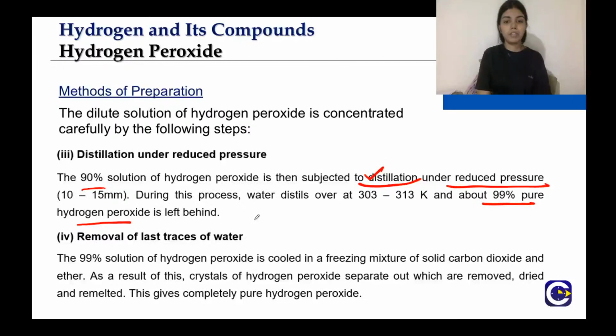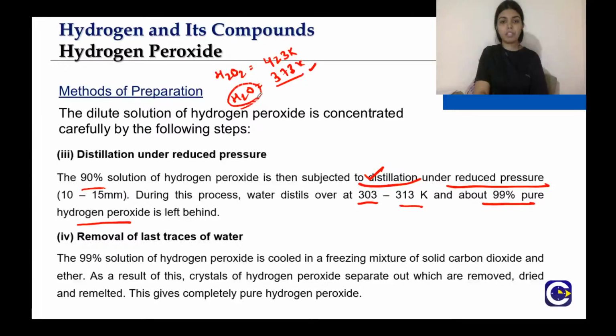So what happens here is, because water is having a boiling point of what, 303 to 313 Kelvin, particularly water distills over this range, while you consider the boiling point of peroxide. Boiling point of peroxide was approximately, I guess, 423 Kelvin, right? And water is what? 373 Kelvin, right? So here what happens, that water gets evaporated first.